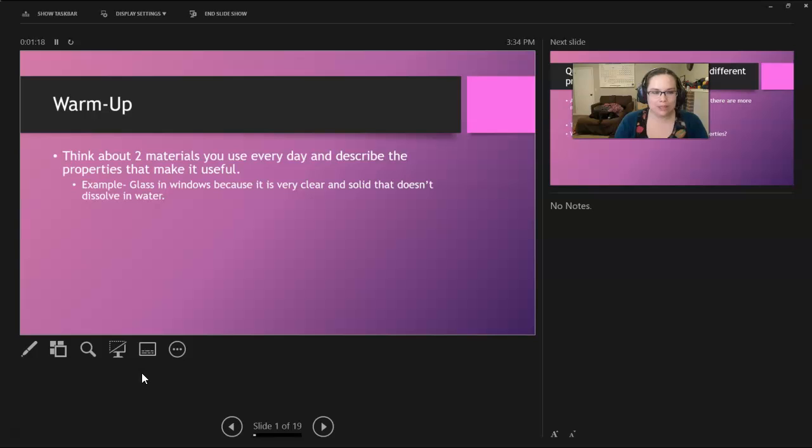If you missed class today, we talked about properties of materials and different types of bonds between atoms. For a warm-up, I asked you to think about two different materials that you use every day and describe the properties that make them useful. I gave you an example of glass. We have glass on a lot of objects. Our phones have glass, our ovens have windows, our houses, our cars. The reason we use it is because it's clear, you can see through it, and also because it's solid and stable. It does not dissolve in water like some other clear solids, like a salt crystal maybe.